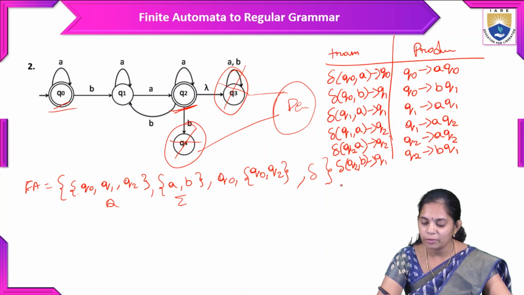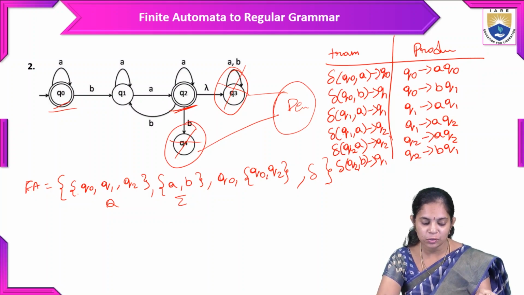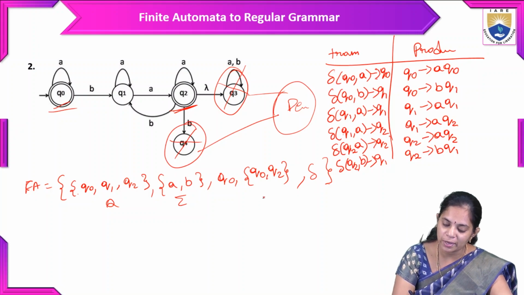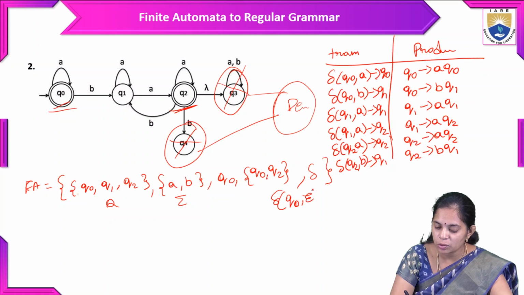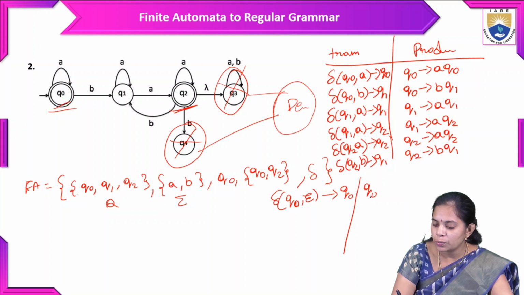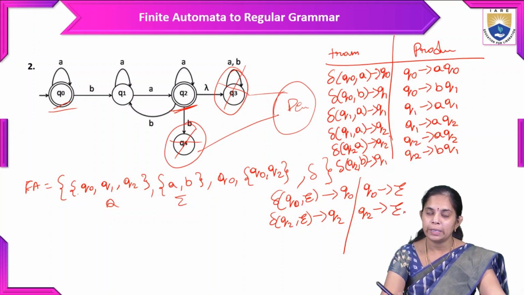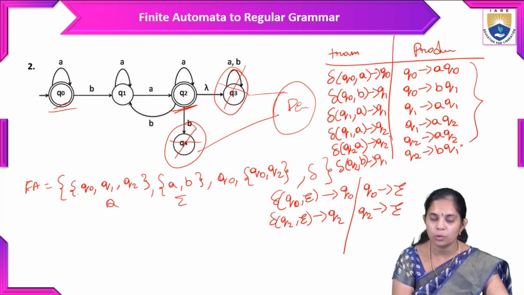And also we have the final states, Q naught and Q2. We will write these final states as delta of Q naught comma epsilon, it is reaching Q naught, so we write Q naught tends to epsilon, and delta of Q2 comma epsilon is reaching the Q2 state, that represents Q2 tends to epsilon. So the entire thing we will write as production rules here.